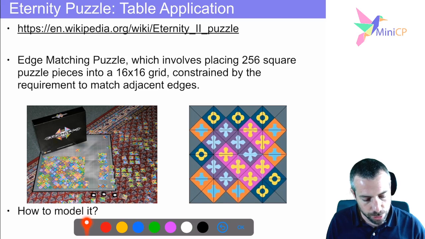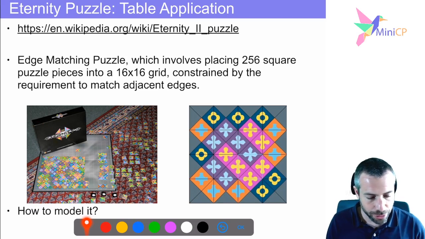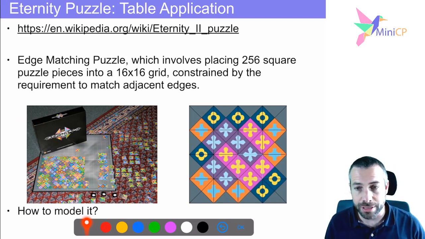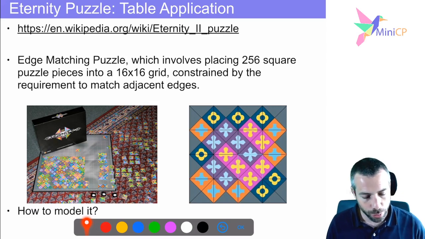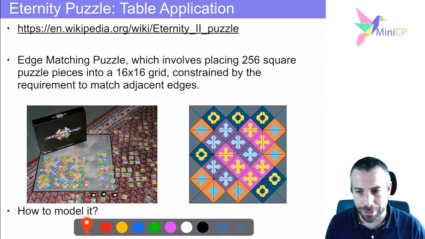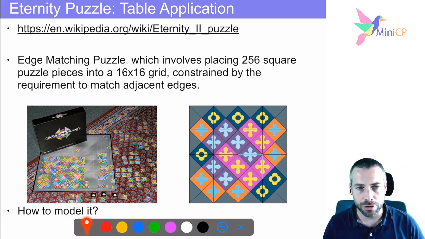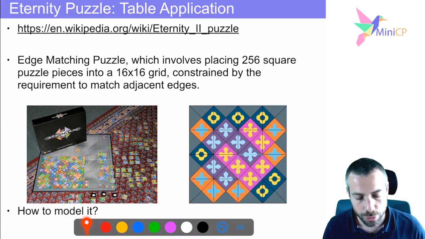So this is a famous puzzle that was called Eternity 2. And for the story, the organizer who invented this puzzle promised to offer a $2 million award for people who could solve this edge matching puzzle. And of course, nobody was able to solve it because it was really, really hard to solve. But a possible way to model this puzzle in constraint programming is to use table constraint, as I will just explain now.